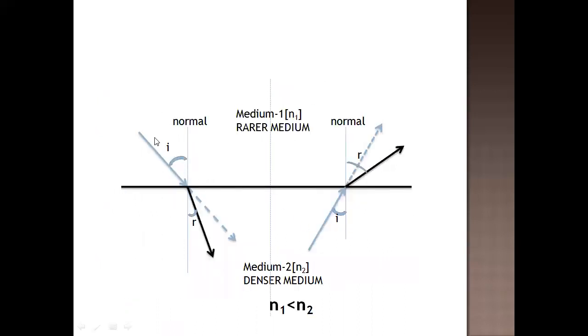See here, in the first case, the ray is traveling from rarer to denser medium. So instead of traveling in a straight line in the second medium, it is bent towards the normal. Whereas in the second scenario, where the ray is traveling from denser to rarer medium, it is bent away from the normal. So these are the two scenarios where refraction happens depending upon the medium of travel.